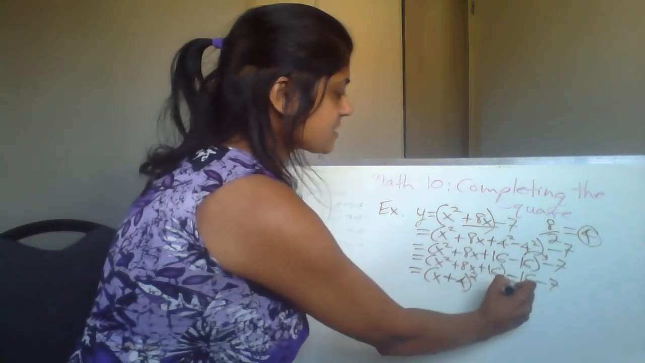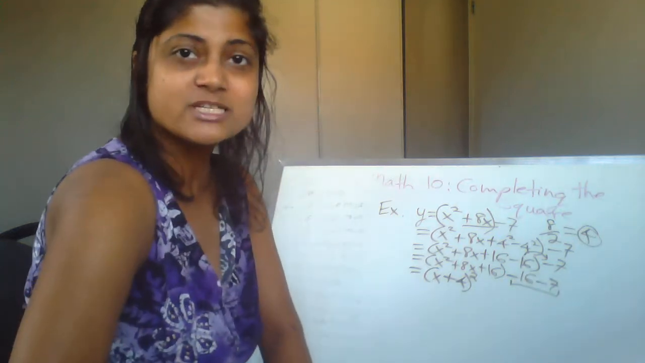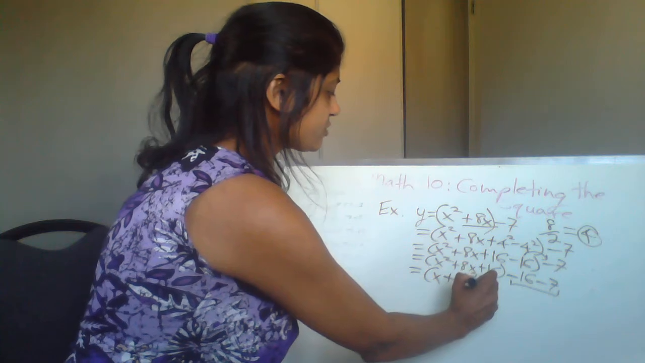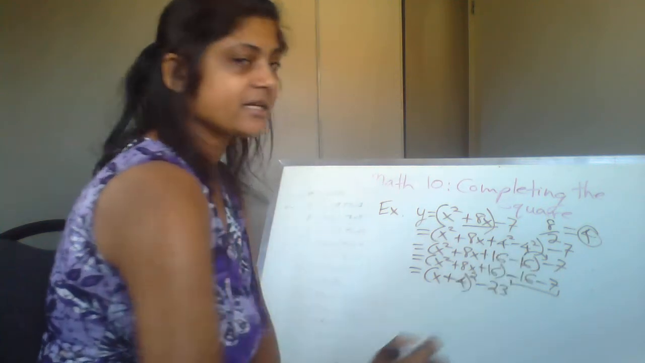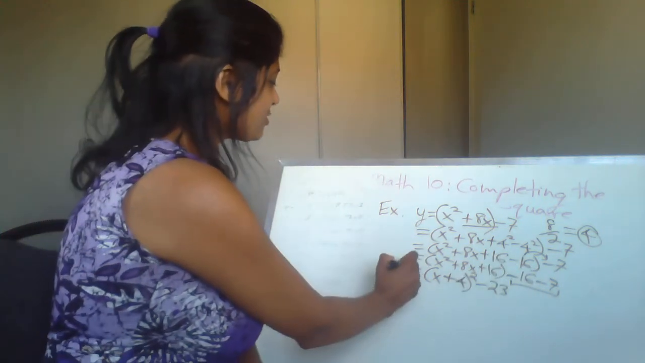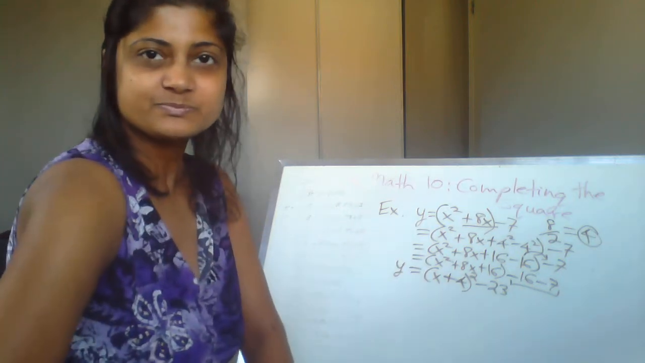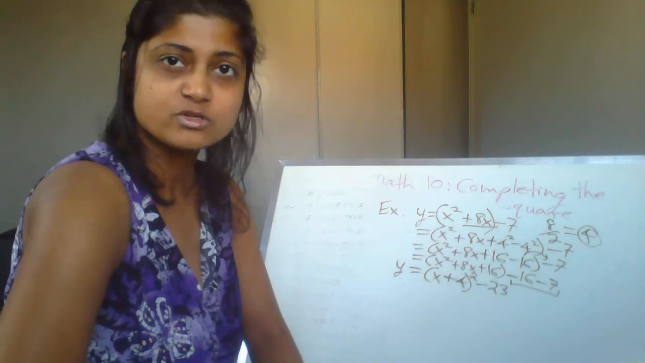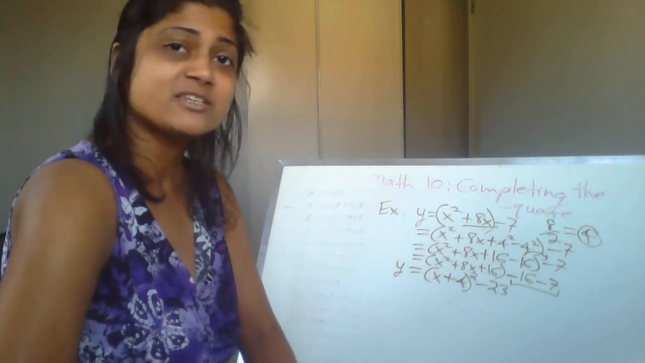And the negative 16 and the 7, I'm just going to add that together, okay? So a little bit of integers again. Make sure you remember your integer rules. So it's going to be negative 23. And I'm going to put back the y here. So this is my final answer, okay? It's y equals x plus 4 squared minus 23.